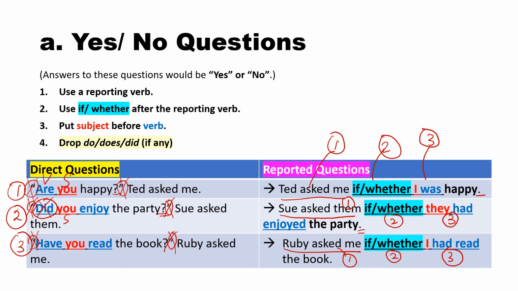I, subject, had read, verb. The pronoun you becomes I, and the tense of the verb changes from present perfect to past perfect tense. We check that there is no do, does, or did. And finally, we do not need the question mark. And we put a full stop at the end of our reported question.